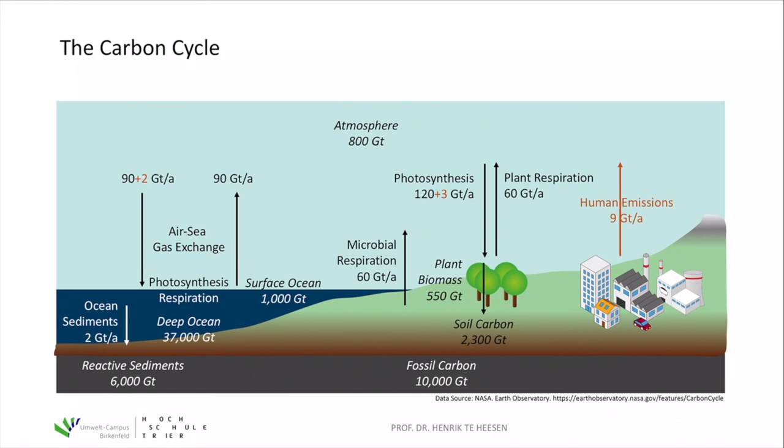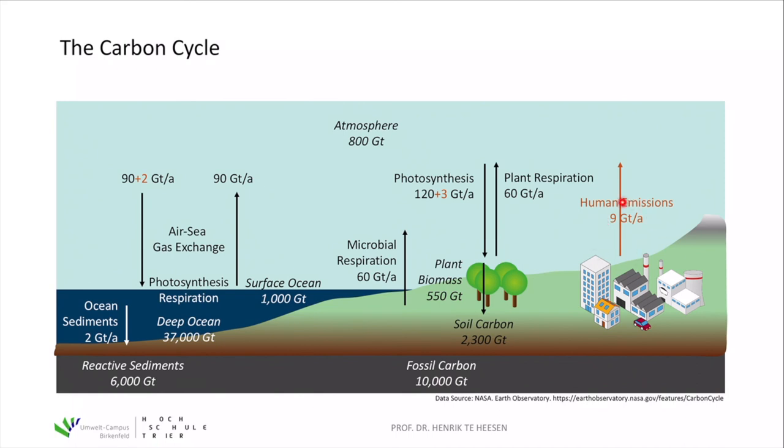And of course, these black and white arrows represent the natural cycle without any disturbance by humans or human activity. And this, of course, is a closed circle. So we have equilibrium and constant conditions over large time periods, let's say, thousands of years. But now what we get is we have human emissions.